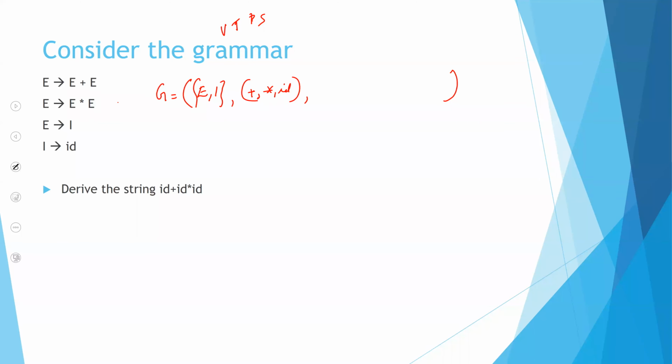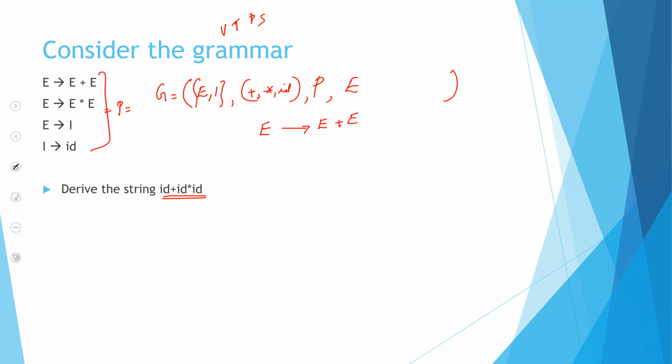Then P, I'm not writing P. This whole thing is my P. And my start symbol, what is my start symbol? So this is my grammar. Now, given this grammar, I need to derive a particular string, id plus id times id. As we know, you will be starting from your start symbol, E goes to E plus E.